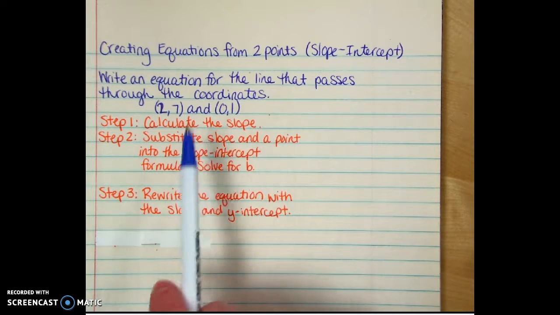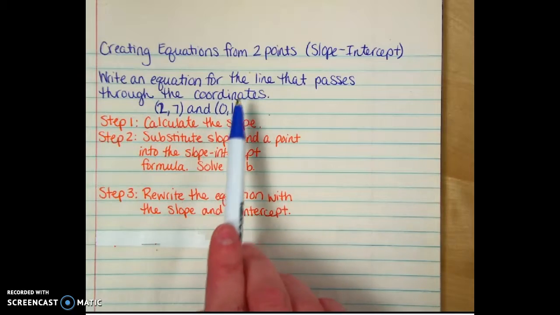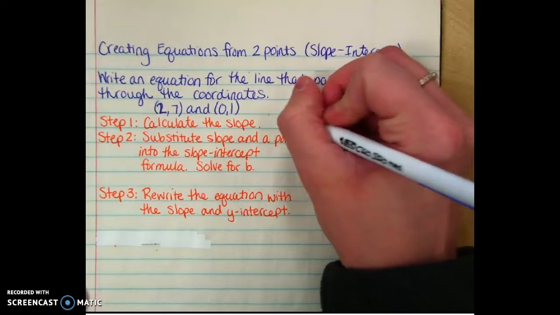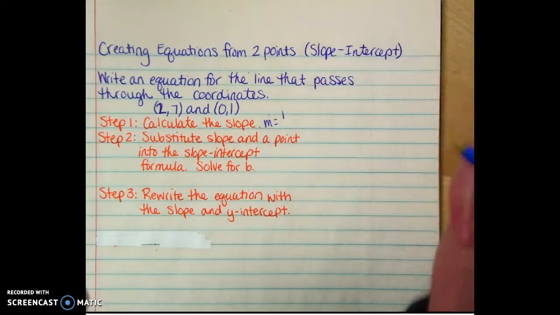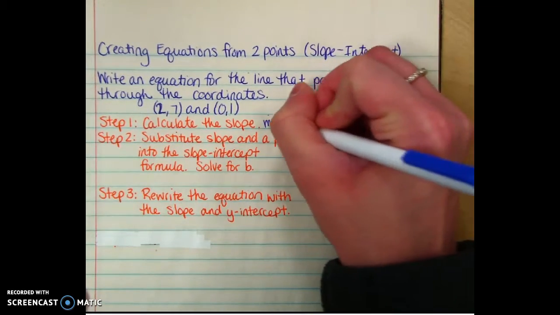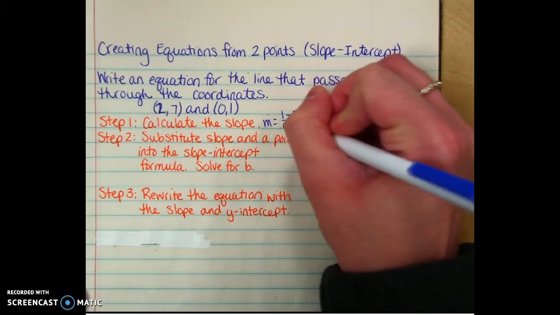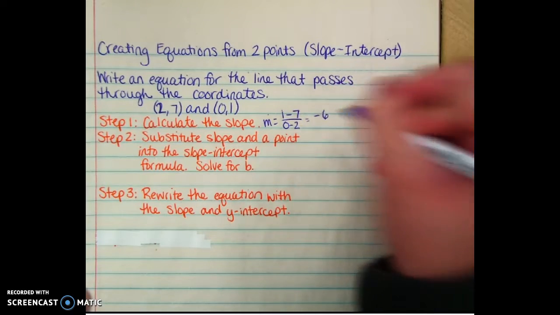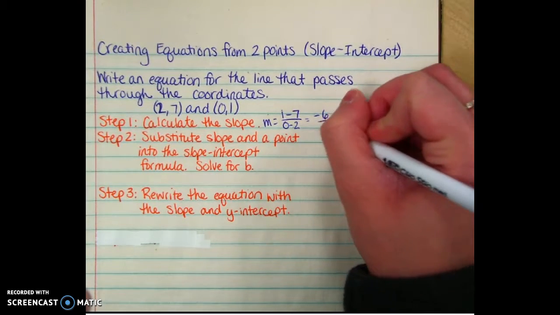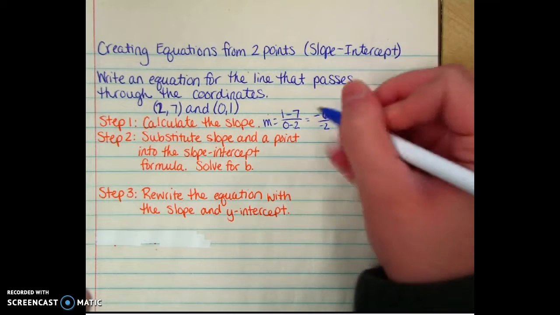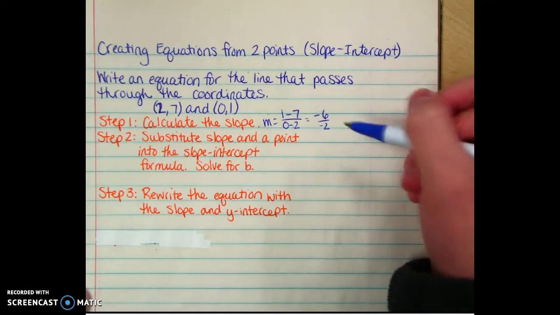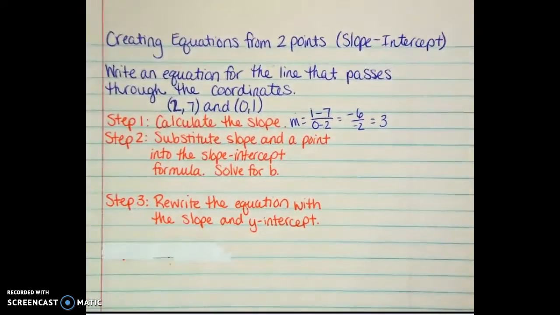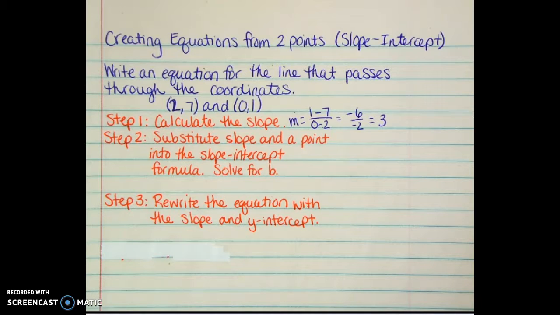So my first step is to find the slope. So that's y2 minus y1 over x2 minus x1. So this is the m, this is the slope: 1 minus 7 over 0 minus 2. 1 minus 7 is negative 6, 0 minus 2 is negative 2. And then I'm going to simplify, so negative 6 divided by negative 2 is a positive 3. Okay, so that's step 1. That's what we did yesterday.